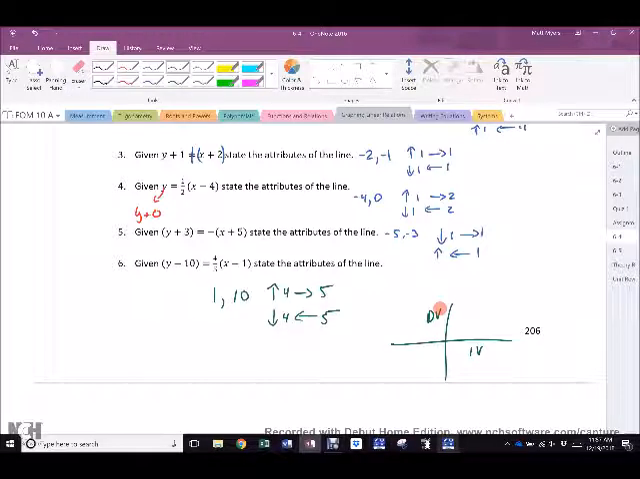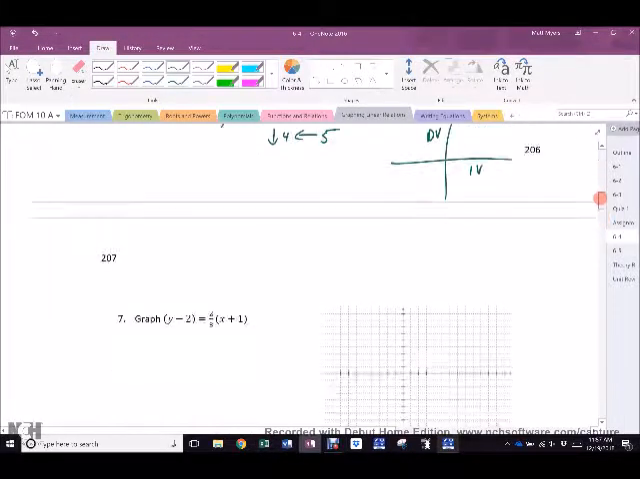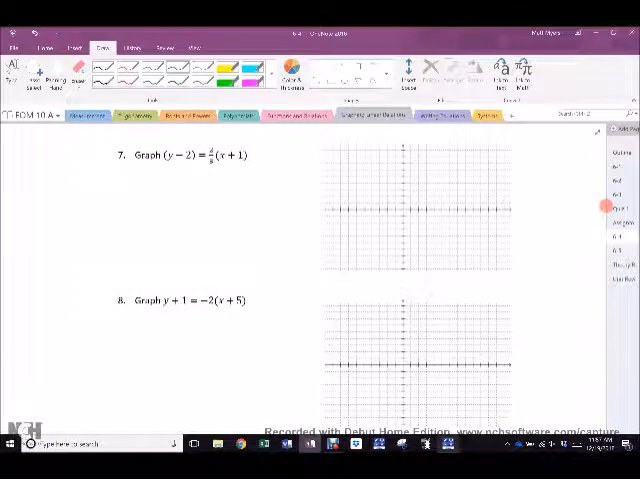So you can use this method if you're dealing with real life graphs. You just make the x value whatever your independent variable is, and you make the y value whatever your dependent variable is. Cool? Okay. Turn the page over and let's actually do some of this.